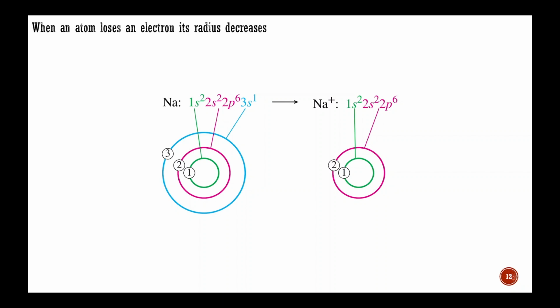For example, consider the sodium atom, which loses its 3s electron to become a sodium cation. The valence electron of sodium has a principal quantum number of 3. When it has been removed, the resulting sodium cation no longer has any electrons in the third shell. Now, the outermost electrons of the sodium cation have a principal quantum number of 2. Since the value of the principal quantum number determines the distance from the nucleus, this corresponds to a smaller radius.